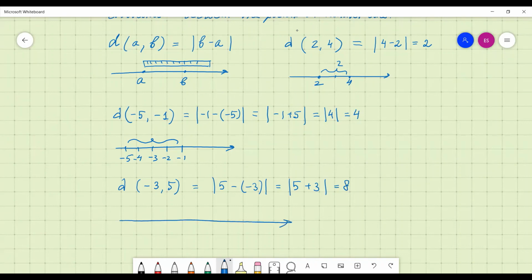Why does it happen? Well, let's say -3 here, -2, -1, 0, 1, 2, 3, 4, 5, right? We need to measure this distance. Well, how many squares do we have? 1, 2, 3, 4, 5, 6, 7, 8. Exactly 8 squares.